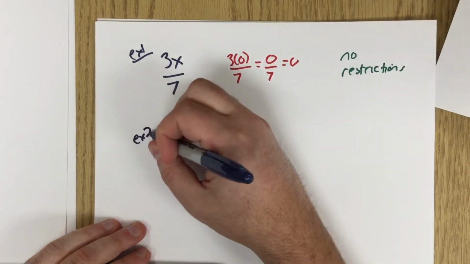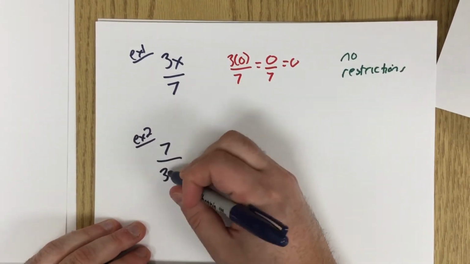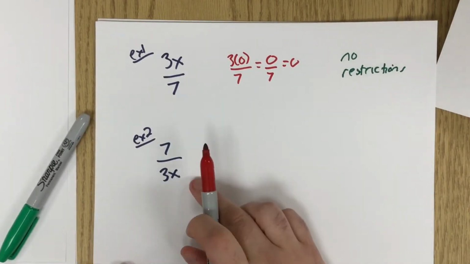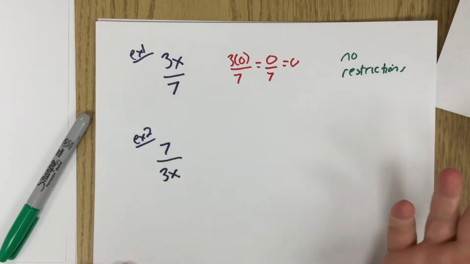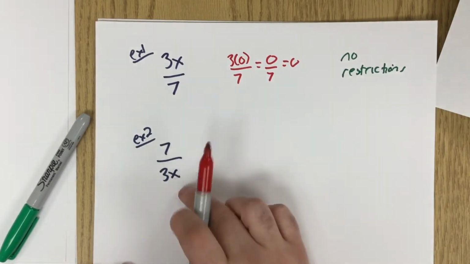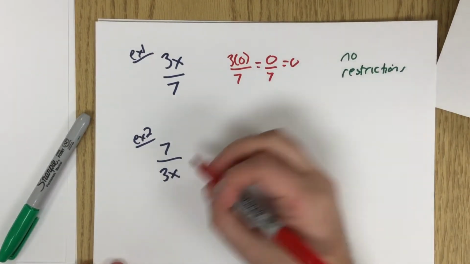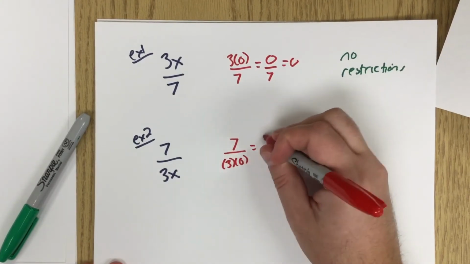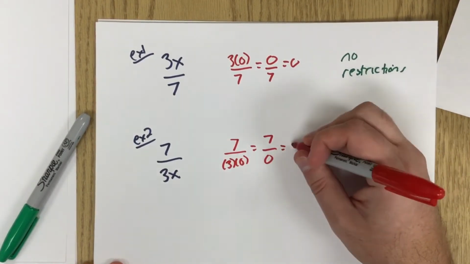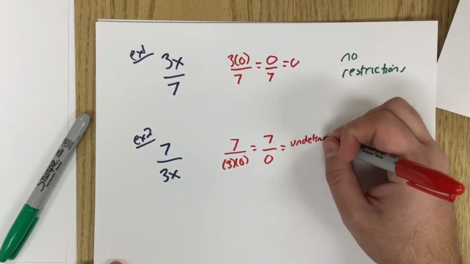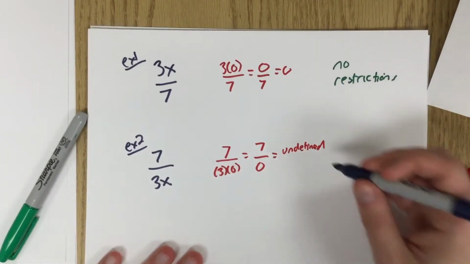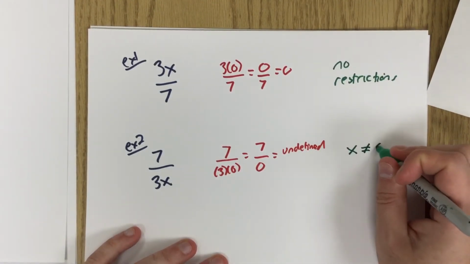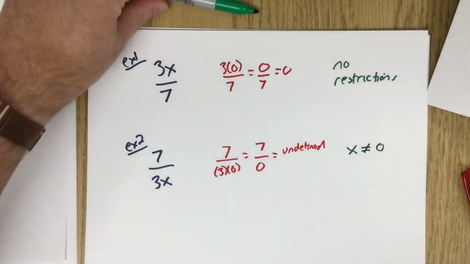Now over here, let's say we had 7 over 3x. Then we have some restrictions because x could be 1 or 2 or 3, but if x is 0, we have a problem. Because if x is 0, we would have 7 over 3 times 0, which would be 7 over 0, which is some undefined nonsense. So the restriction is that x is not equal to 0.